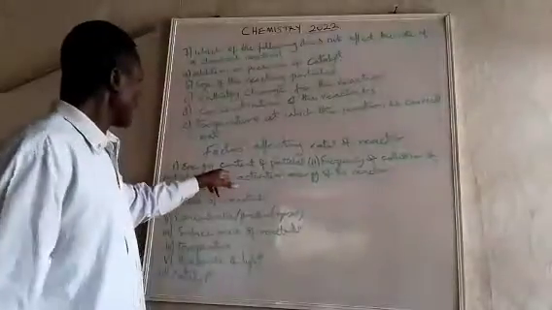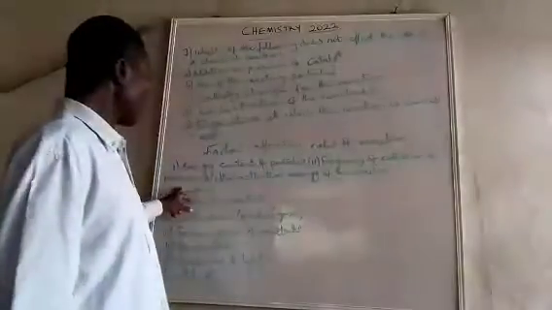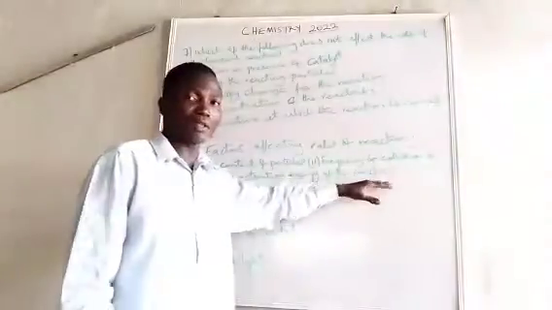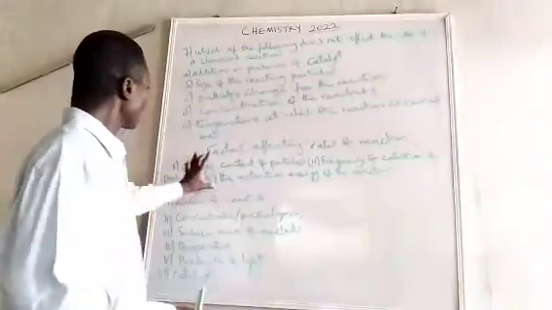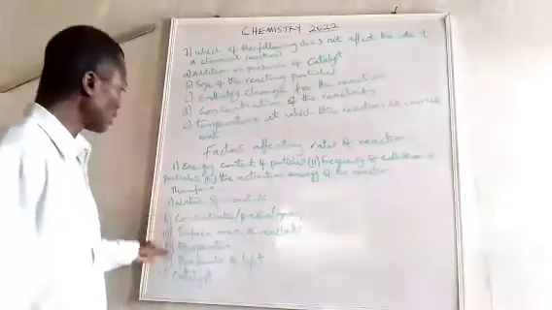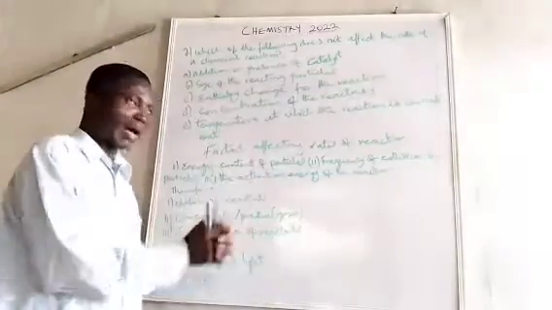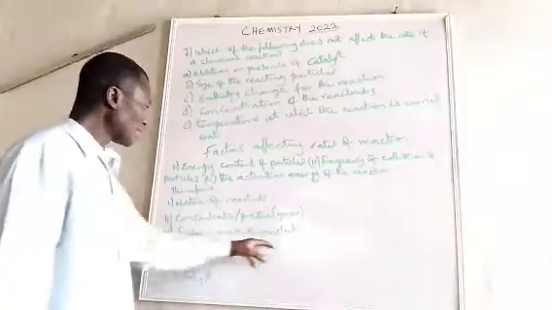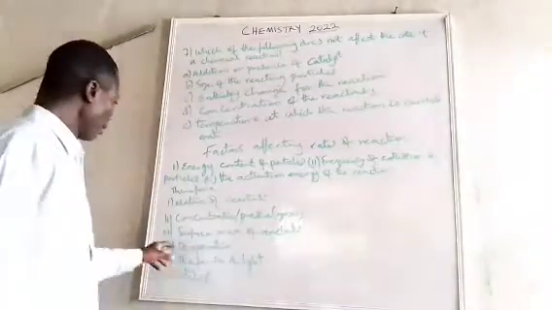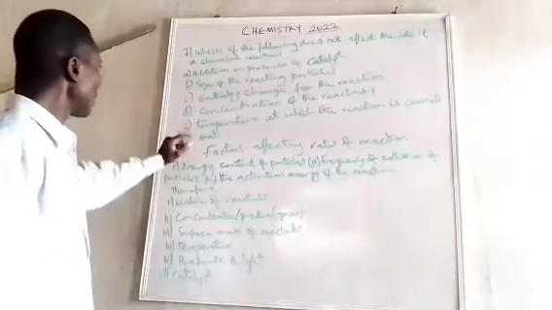Let's look at the factors discussed generally. 1. Energy content of the particles. 2. Frequency of collision of particles. 3. The activation energy of the reaction. Anything that can affect any of these will affect the rate of reaction. And let's look at what affects them: 1. Nature of the reactants. 2. Concentration or pressure, how close they are. 3. Surface area of the reactants. 4. Temperature. 5. Presence of light. 6. Catalyst.